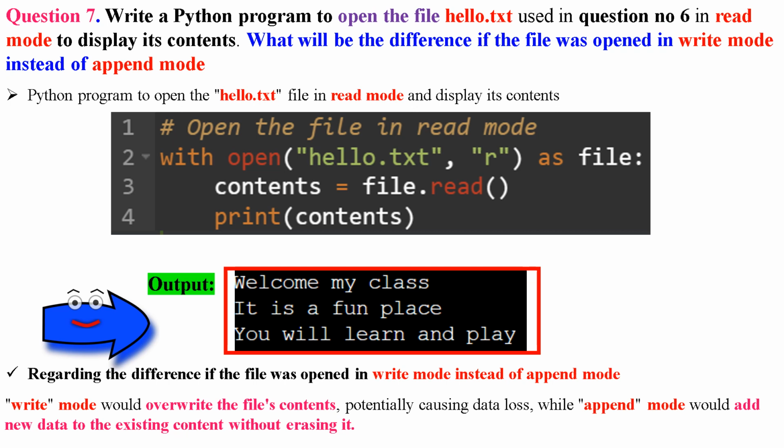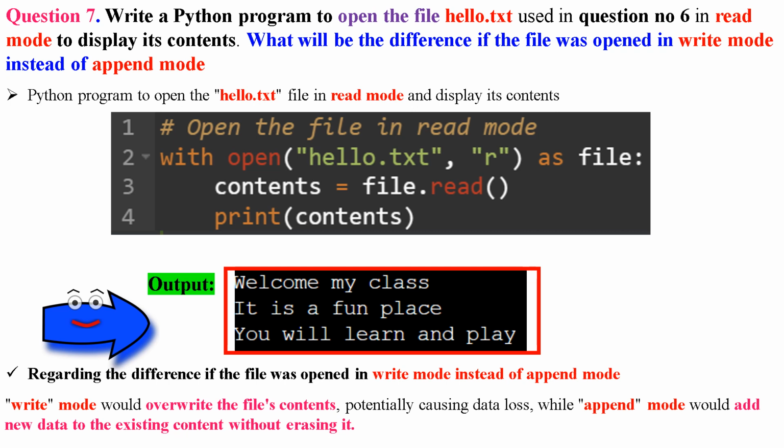Python program to open the hello.txt file in read mode and display its contents. Now, look at the Python code. With open of hello.txt, r as file: contents equals file.read function. Print of contents. The output will be: welcome my class. It is a fun place, you will learn and play.